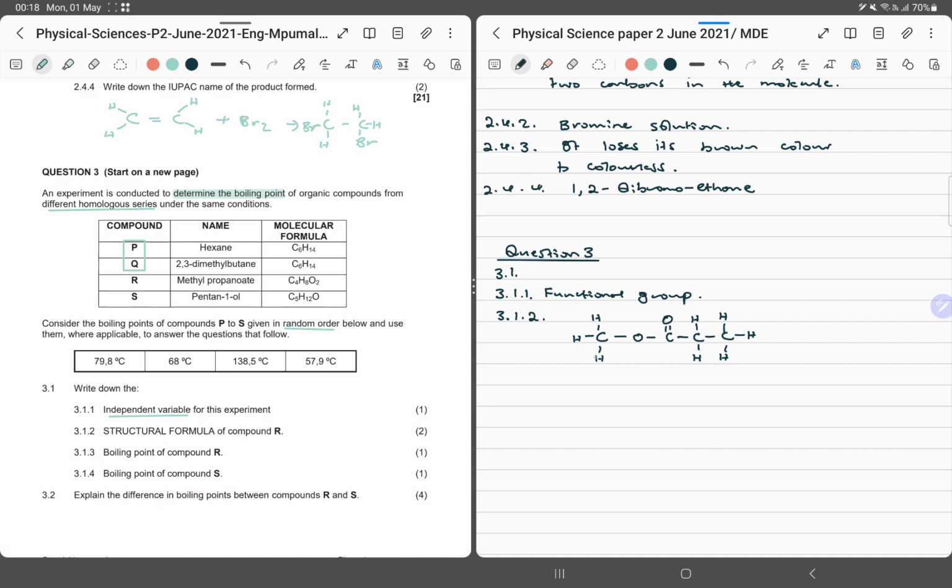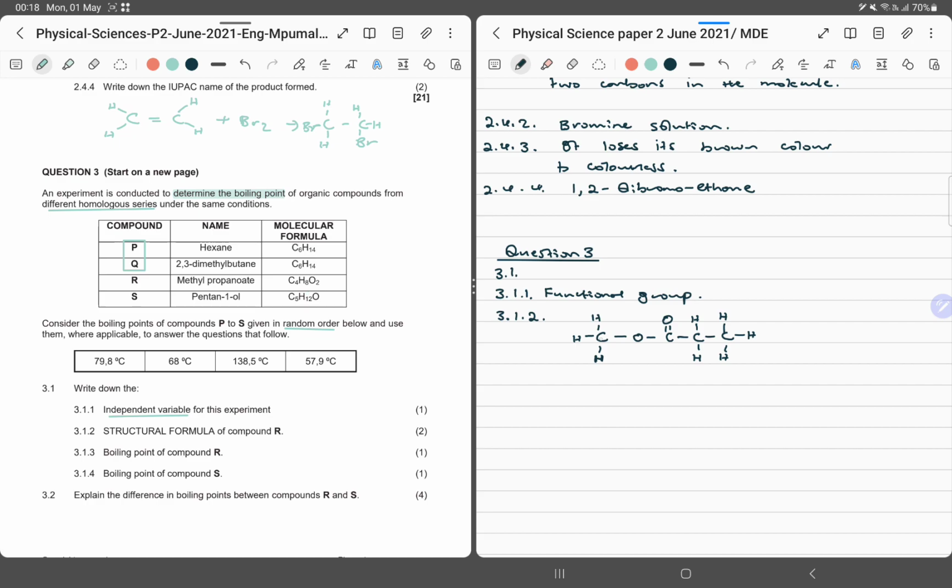However you orientate this organic molecule, as long as you have the methyl group facing the oxygen, and you've got that 3-carbon which bears what you would call a carbonyl group, but it's not. Okay, it's just basically a carboxylate group because it goes together with that other oxygen. Anyway, that is the structural formula of compound R, methyl propanoate.